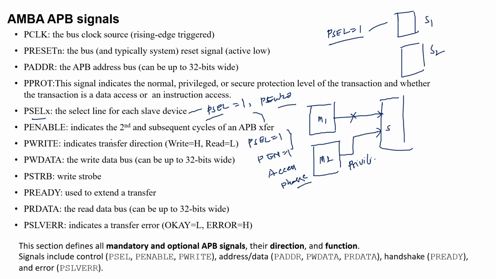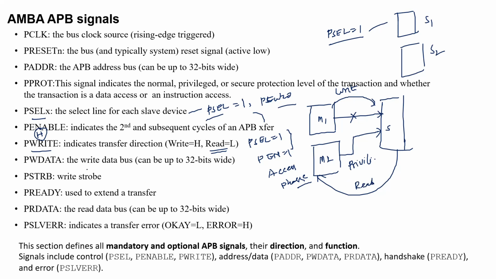That's it. And then the PWRITE signal. If it is 1, that is high, it is a write operation. That means the master is putting the data into the slave. That is the write operation indication. If the PWRITE signal is low, it is a read operation. That means the slave is sending the data to the master. That is called the read operation.